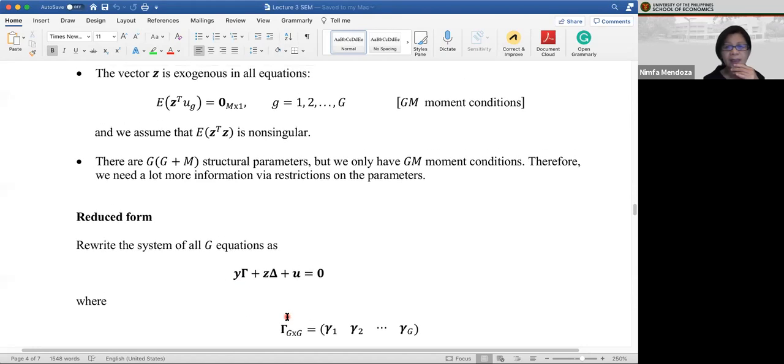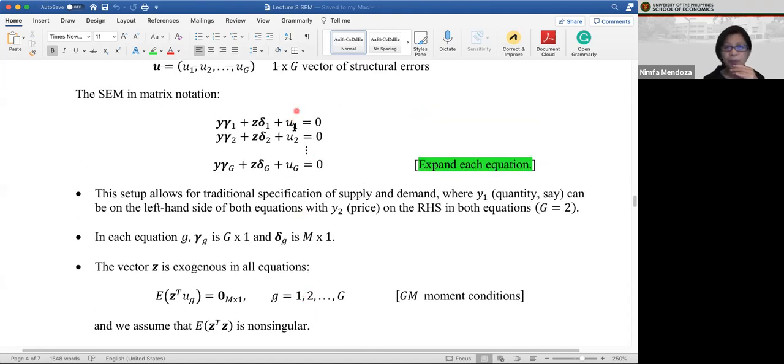And U, well, what would be the dimension of Y? Y is 1 by G, gamma is G by G. So U would be 1 by G. So that U would be having as columns U sub 1, U sub 2, down to U sub G.